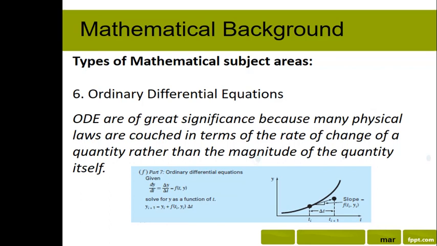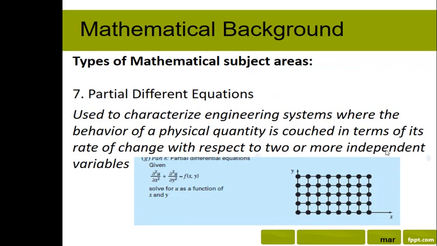Okay, so ODE is easy, especially in dynamics, mechanics, and physics. So, these are always rates of change. Okay. Next is partial differential equations. It is used to characterize engineering systems where the behavior of a physical quantity is couched in terms of its rate of change with respect to two or more independent variables. So, ODE is simple, like single derivatives. These partial differential equations have many variables involved. I'm sure these partial differential equations are easy for you too.